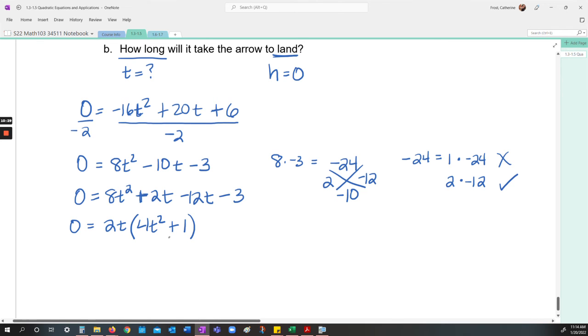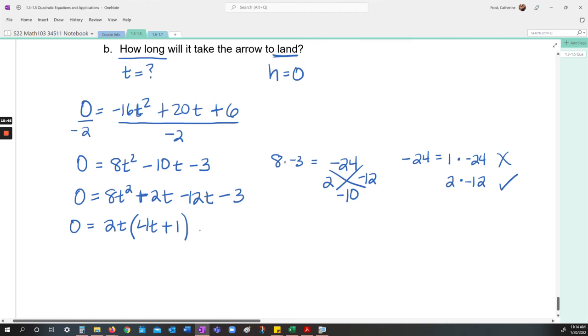No, Catherine. This would be a 4t, right? I think I need a nap. Okay, 4t plus 1. Okay, and then I think I can factor negative 3 out of the second pair.